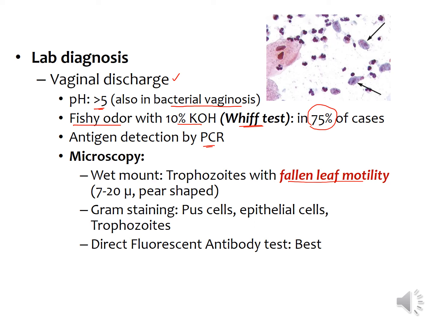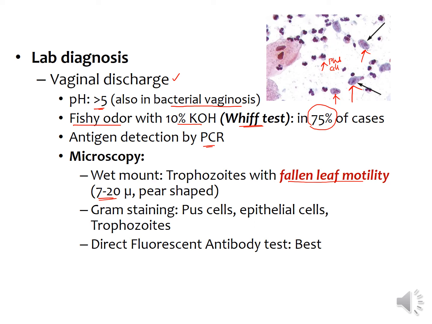Their size ranges from 7 to 20 microns, and they are pear shaped. Here you can see this fallen leaf motility. If they are motile, they show like a fallen leaf. And if you see, these are all the pus cells. This is a pus cell, whereas these are the trophozoites with fallen leaf motility in wet mount preparation.